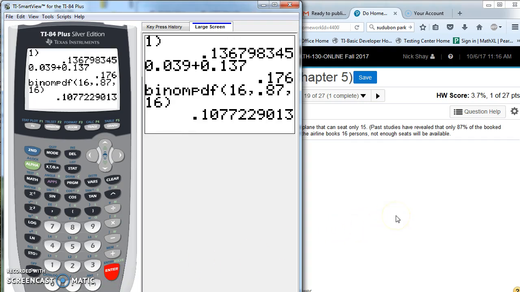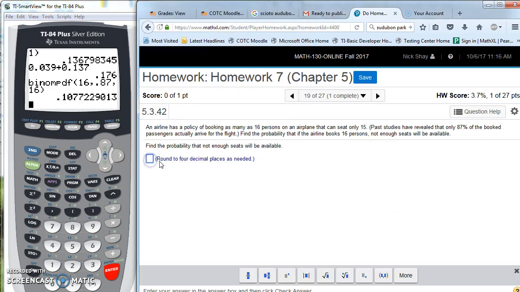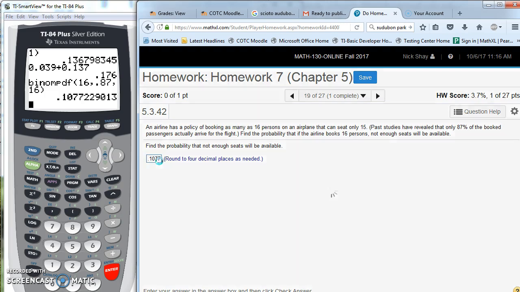It is 0.1077, where we're going to round that to 4 decimals, so 0.1077, so about a 10.77% chance.